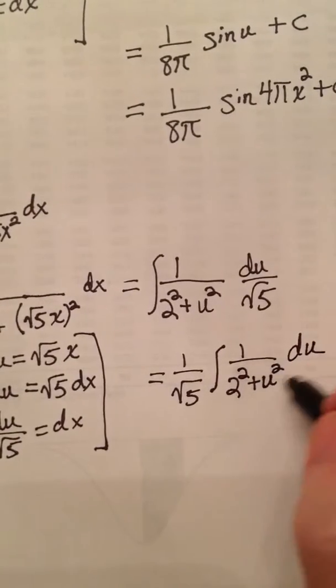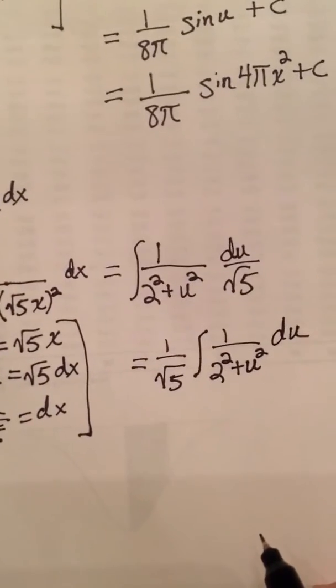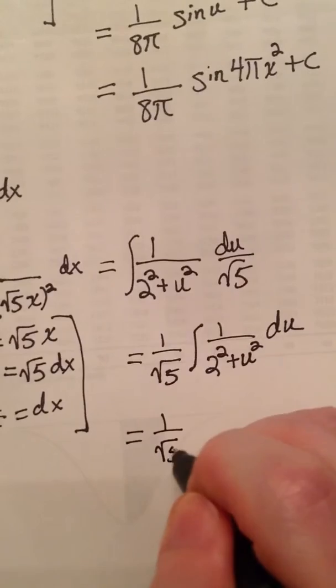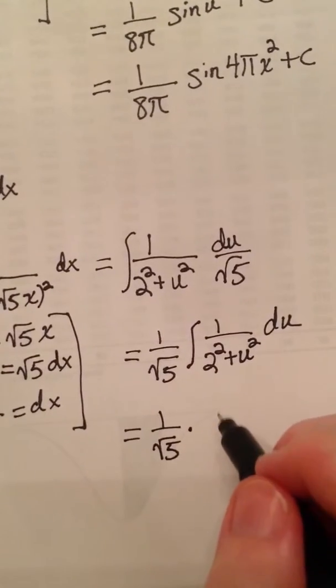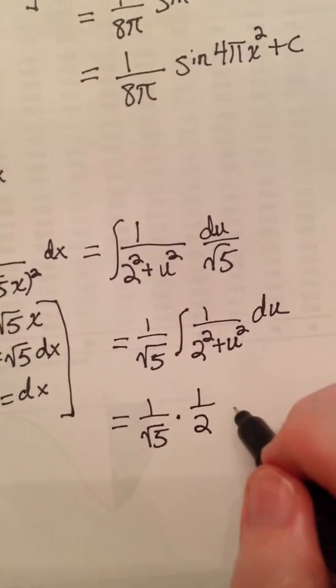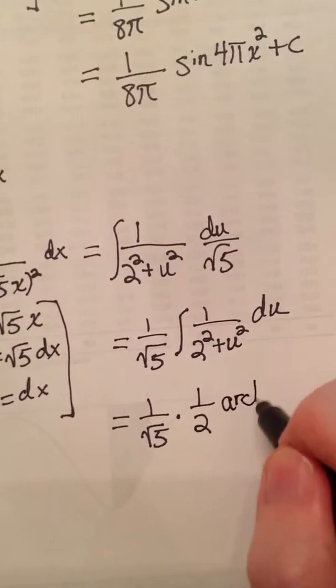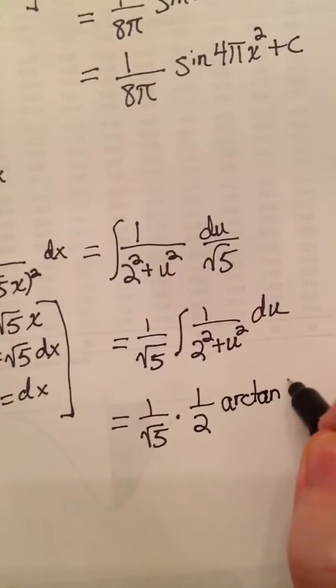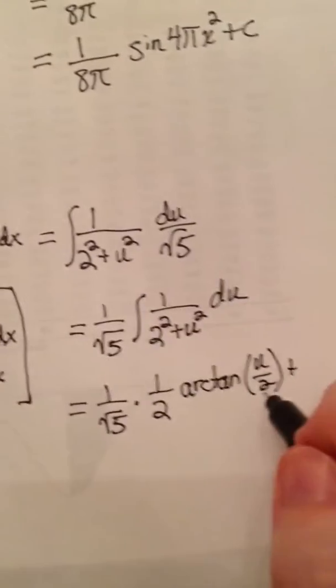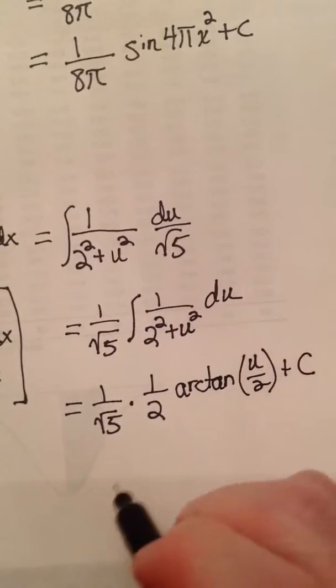and so in the lead up to the arctangent we have 1 over the square root of 5, then times 1 over a, which is represented by 2, so we have times 1/2, and then times the arctangent of u over a, which in this case is u over 2, followed by the constant.